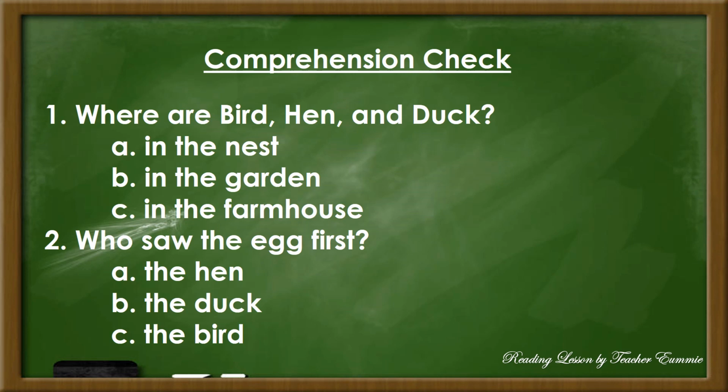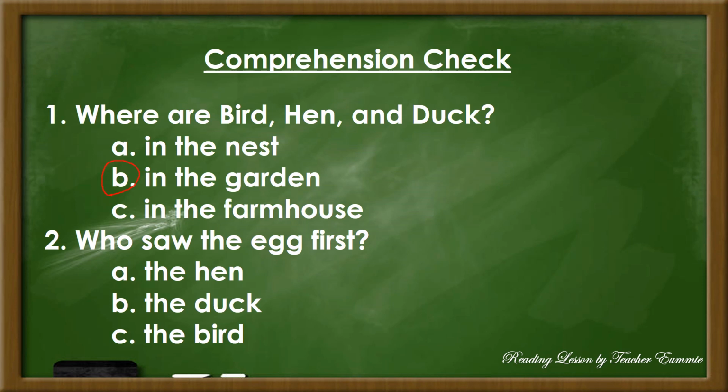Okay, so this time let us answer some comprehension questions. Number 1. Where are bird, hen, and duck? Is it A, in the nest, B, in the garden, or C, in the farmhouse? Okay, what's the answer? Very good, letter B, in the garden.